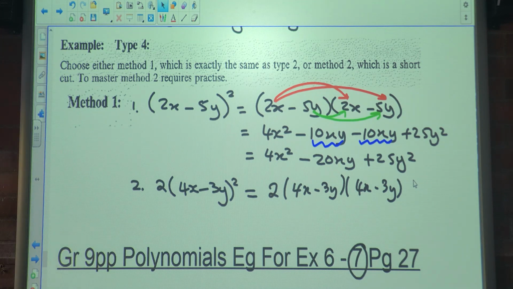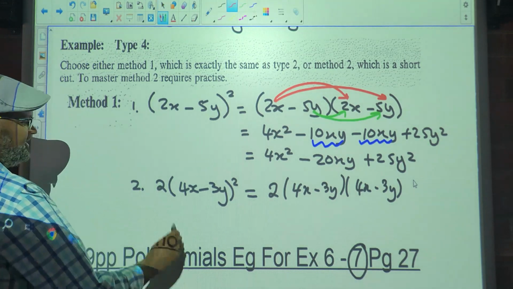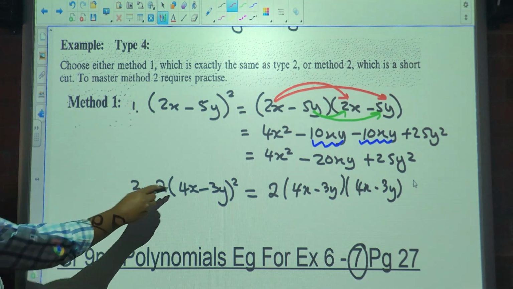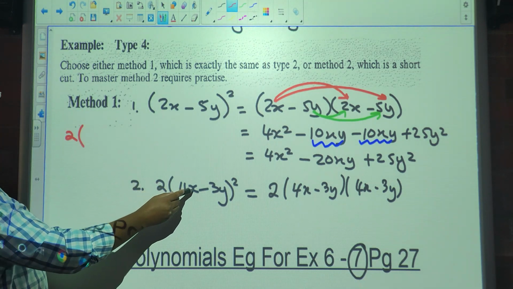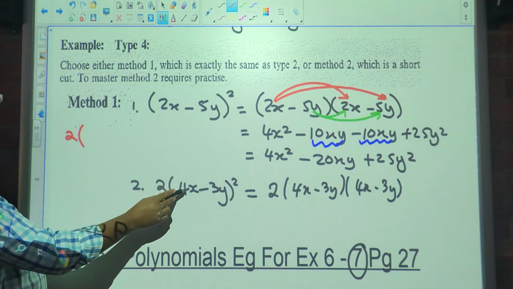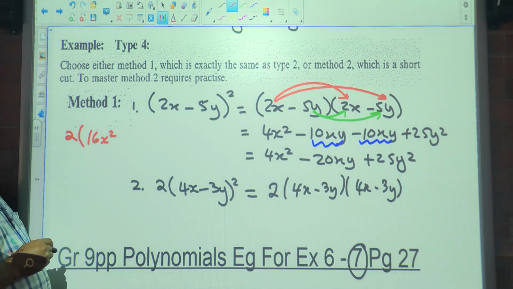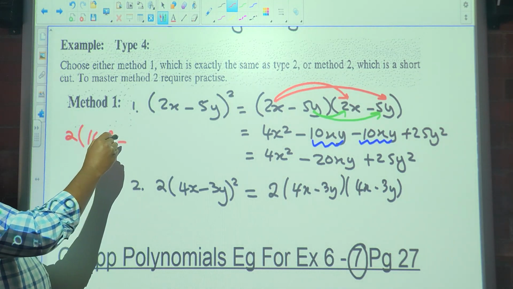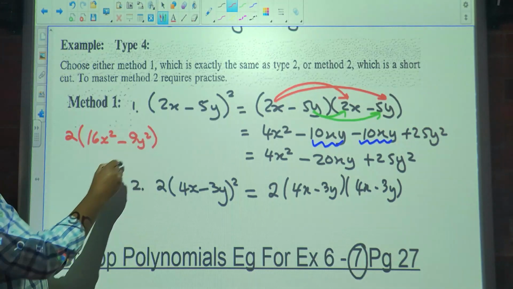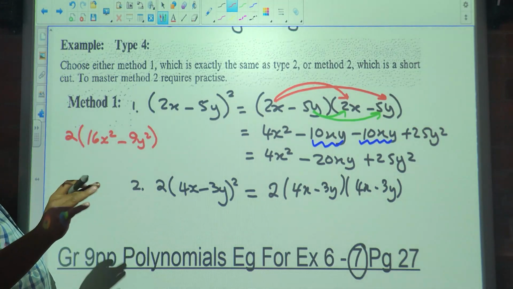Yes? Sorry? Which way do you want to do it? How do we always do it? She wants to multiply the exponent first. So you're going to say 2 into 8, firstly? Okay, 16x squared, and then minus 9y squared. I was going to mention this later, but because she brought it up now, we're going to address it now.